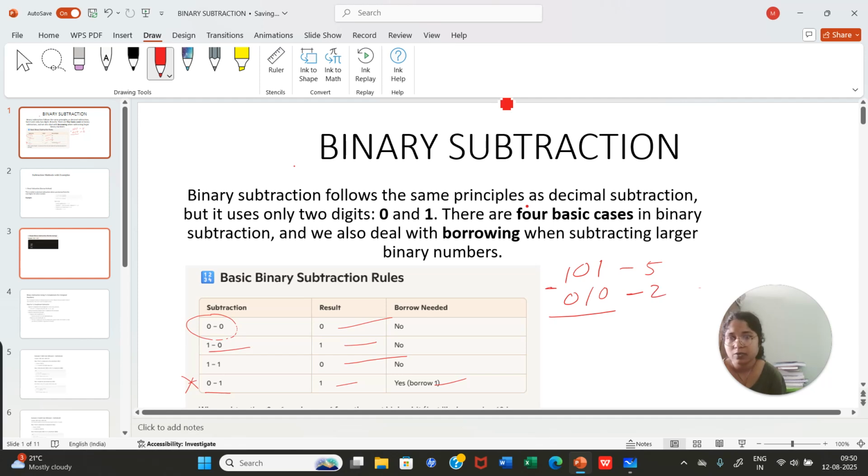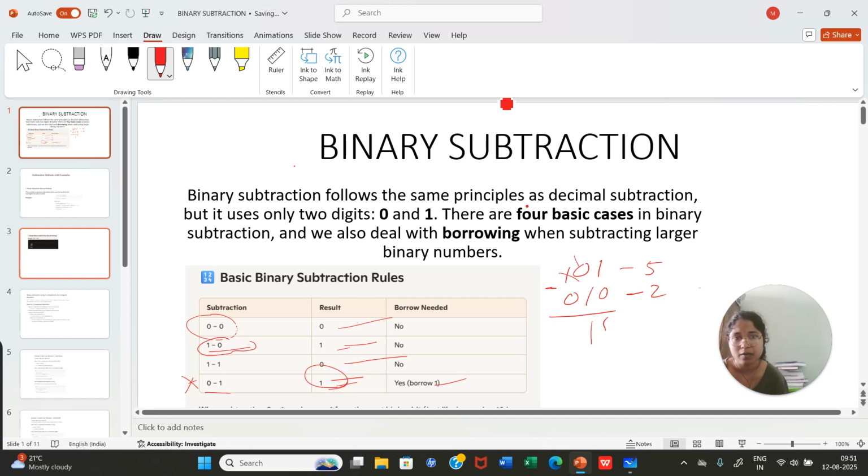Look at these rules. 1 minus 0 is 1 only. So write 1 here. Then 0 minus 1: we need to take a borrow of 1. Right here 0 minus 1 is 1, and we need to borrow 1. We are taking the borrow from the next digit, snatching 1 from the next. So now 1 comes here.